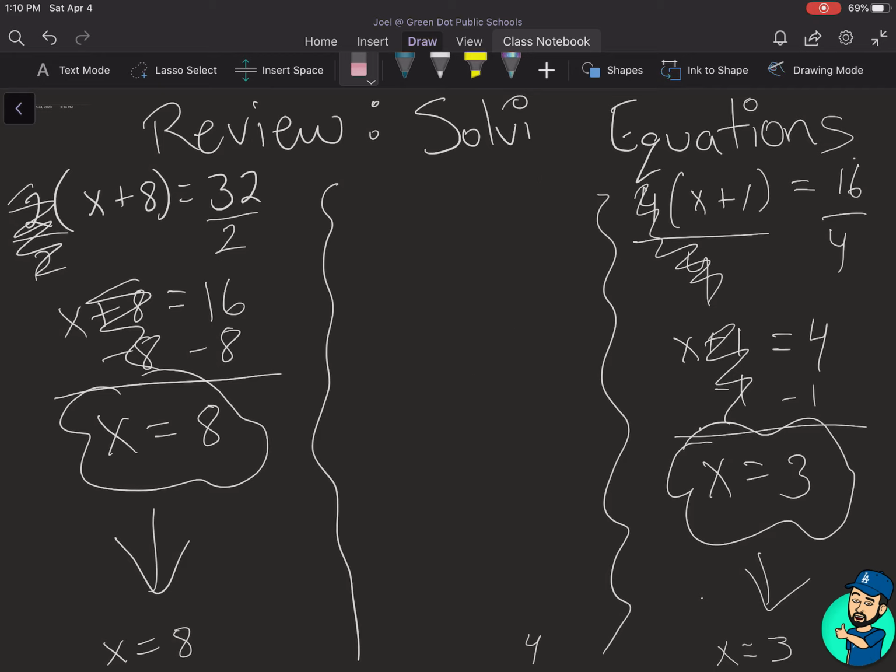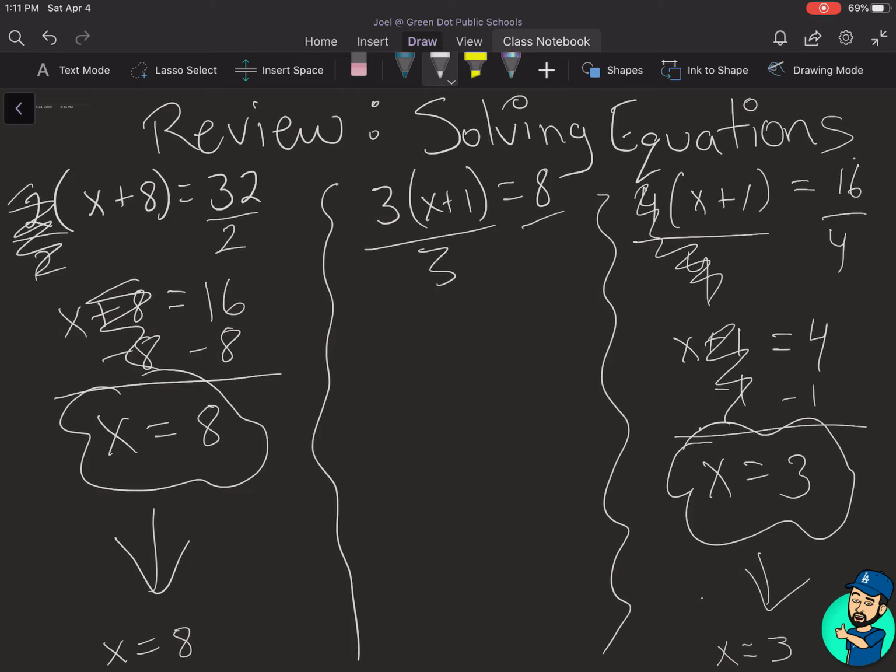Okay. I'm going to show you why sometimes you probably would not like this method. Let's say we have something like this: 3 parentheses x plus 1 equals 8. Now look what happens when we use this same method, where we get rid of the number next to the parentheses first.